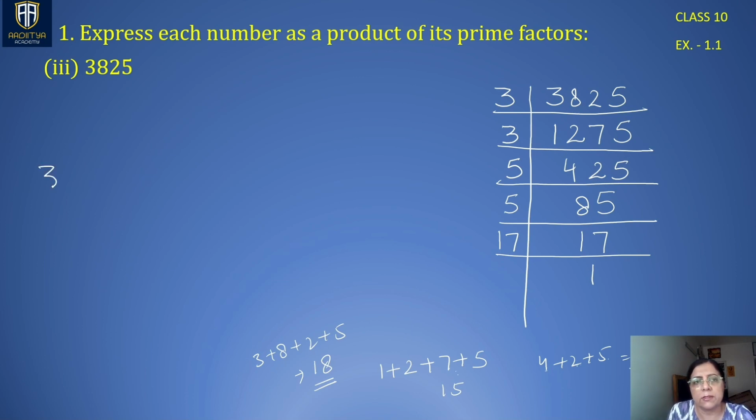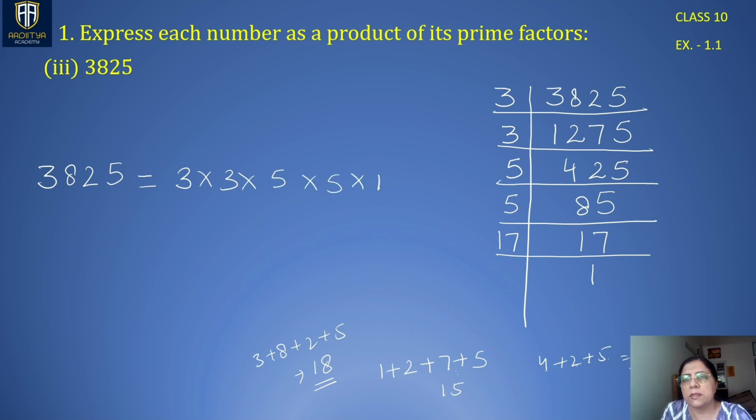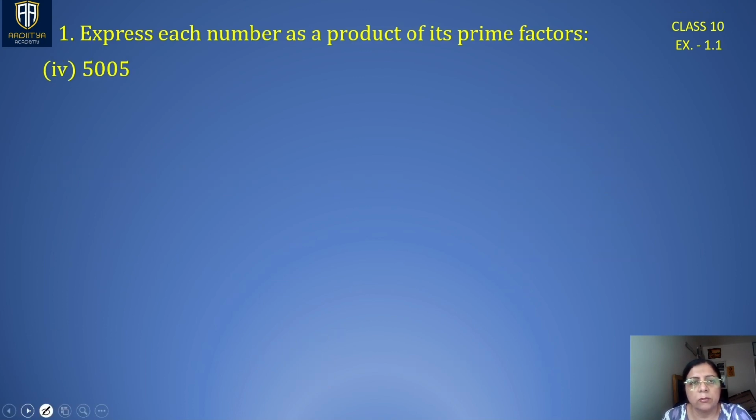So the prime factorization of 3825 gives us 3 times 3 times 5 times 5 times 17. Right? This is the prime factorization of 3825. Okay. Now we move on to the next number, which is 5005.